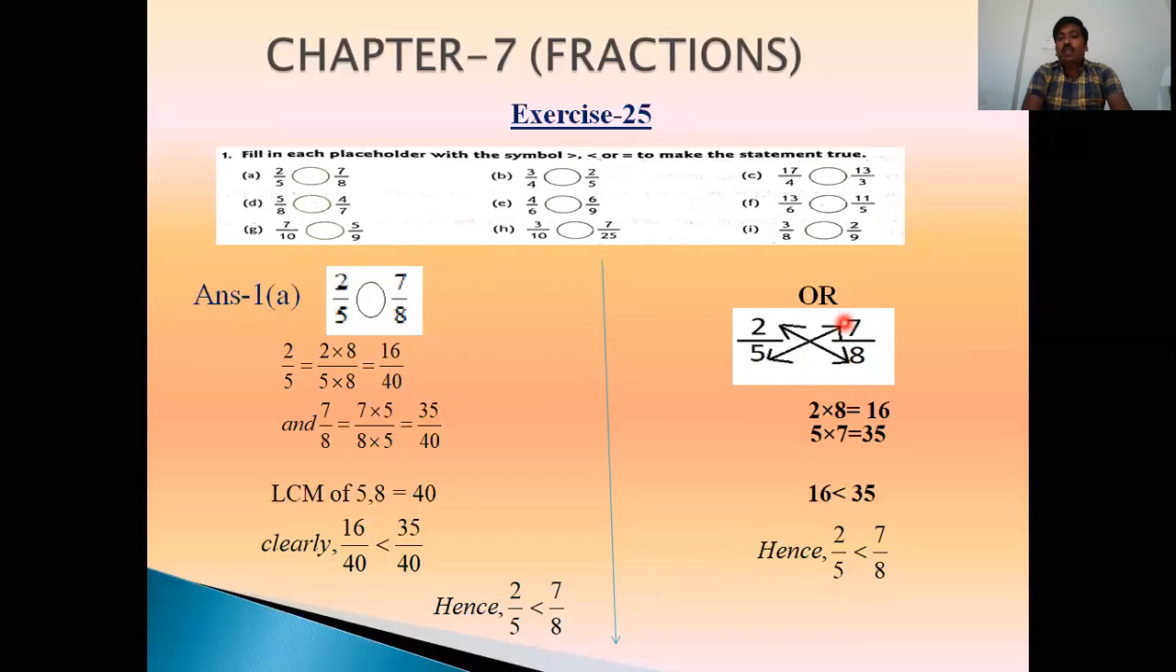And now after that, we multiply the denominator of the first fraction and the numerator of the second fraction, and we get 35. Here we compare 16 and 35. 16 is the product which we multiplied first. Now compare 16 and 35. We see that 16 is lesser than 35. So in this way, 2 by 5 is less than 7 by 8.